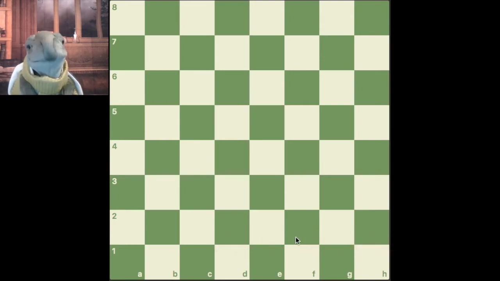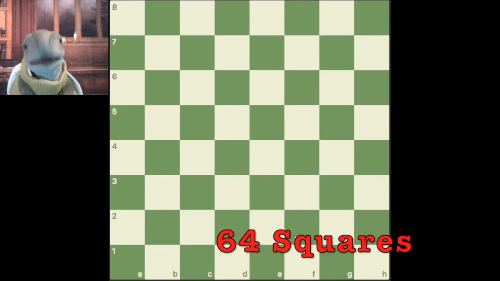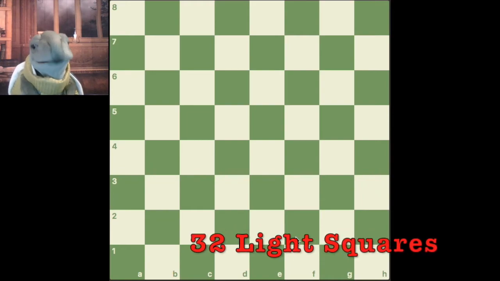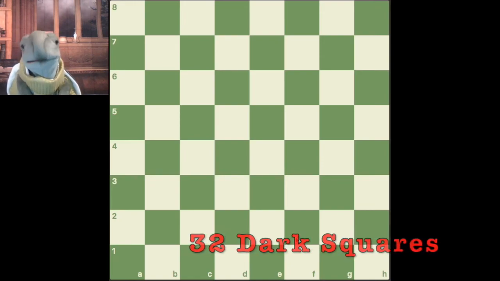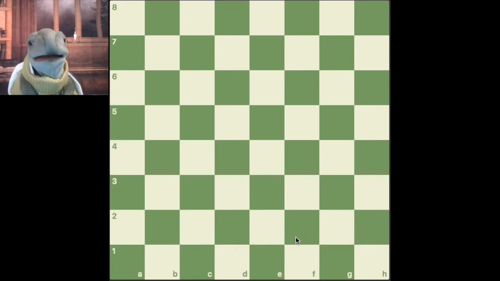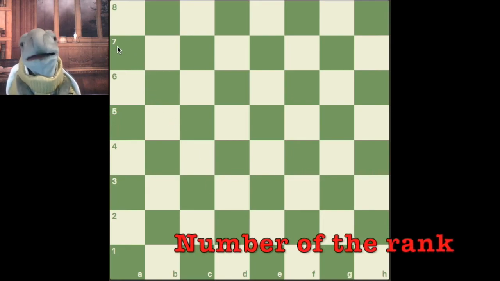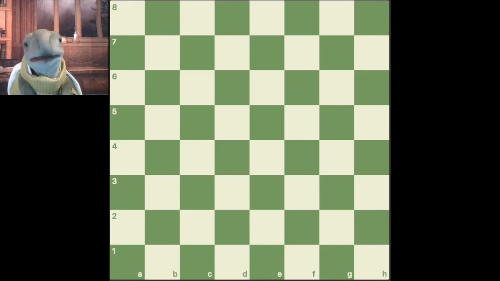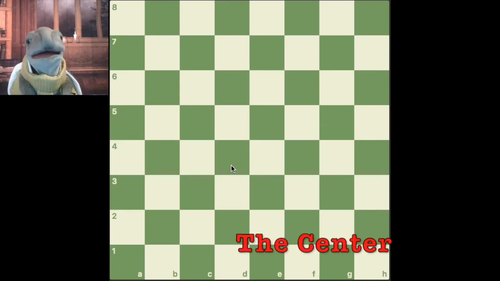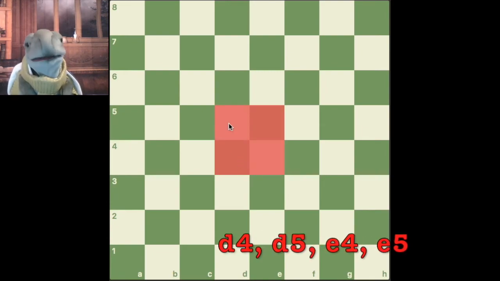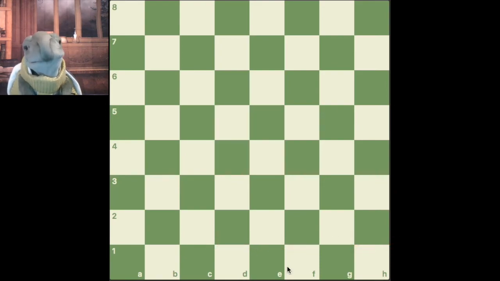So far, we have learned that there are 64 squares on the chessboard. 32 of them are light squares, 32 of them are dark squares. All the squares on the chessboard have names. They are named by using the letter of their file and the number of their rank. The most important squares on our board is the center, which is D4, D5, E4, and E5.